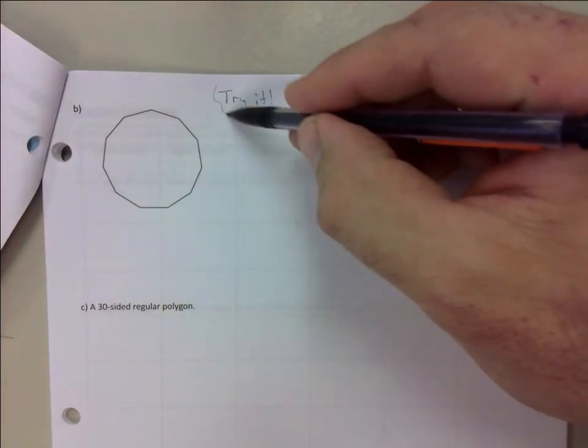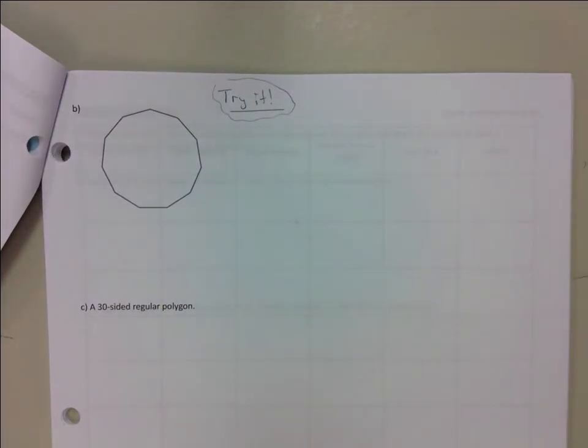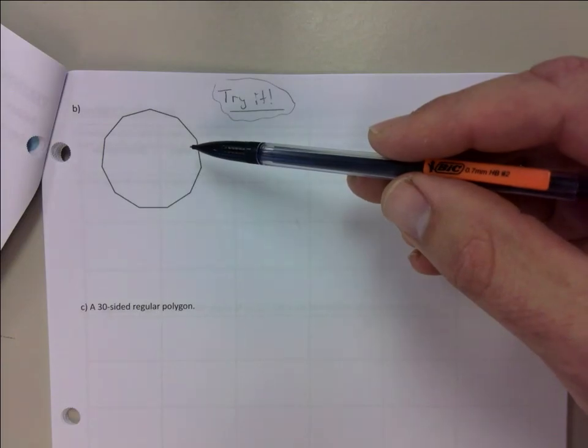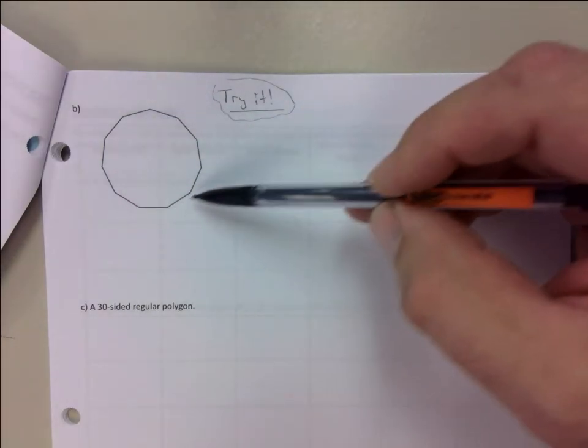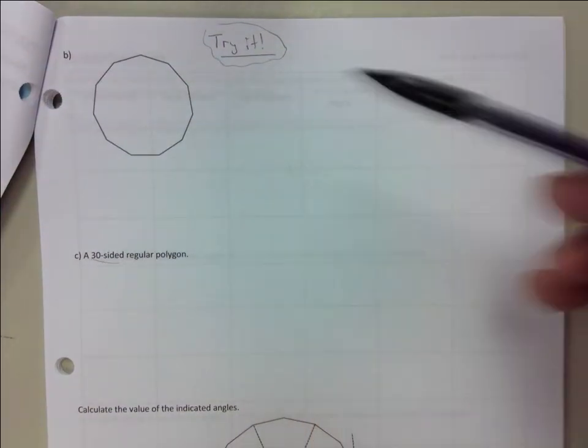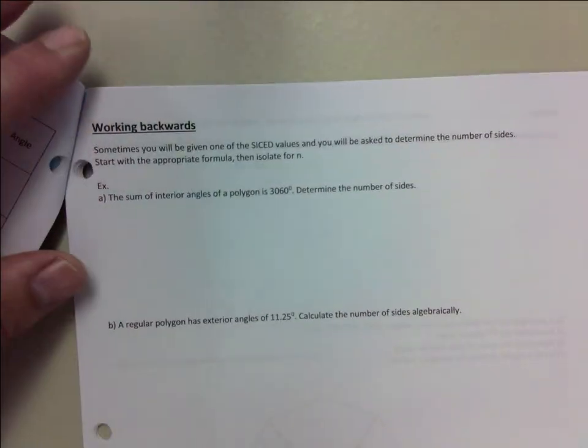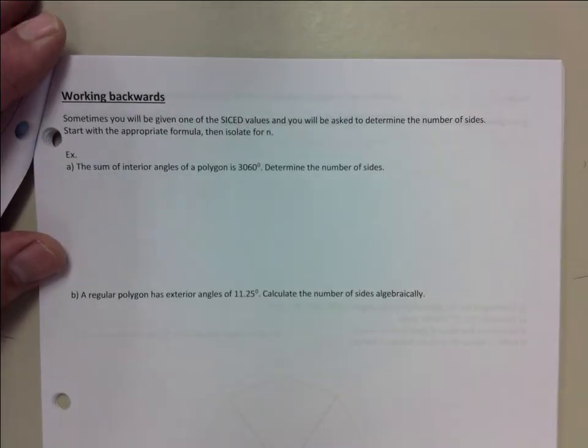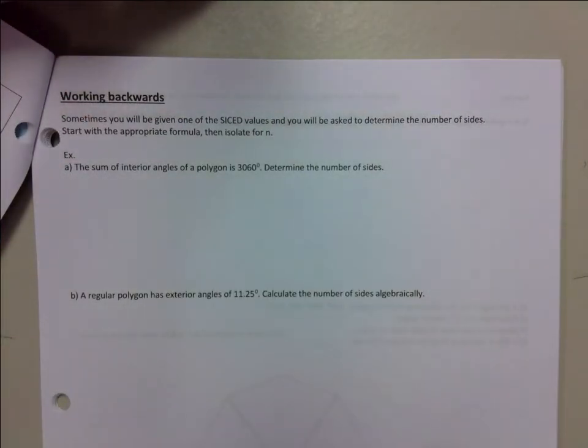So put a little note at the top. You try finding all of those, use all formulas with this shape. Sometimes it's a diagram, sometimes it just tells you how many sides it has. Either way it works. Go to page 36. Working backwards.